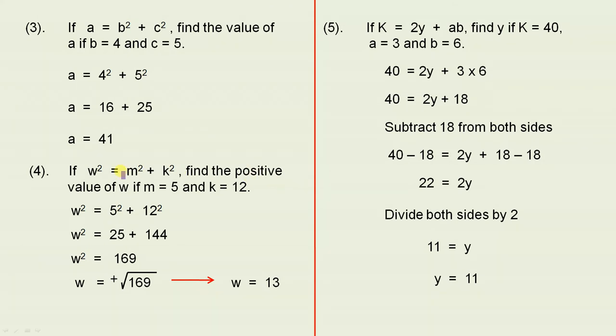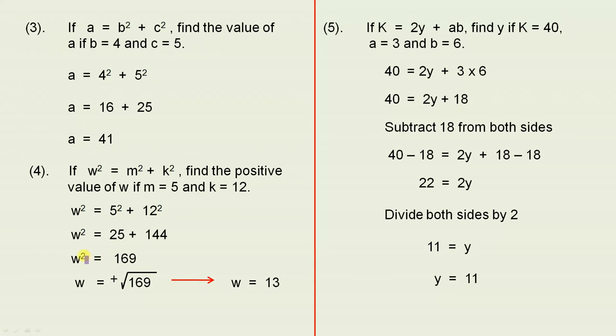For number 4, here is our equation, and we're asked to find the positive value of W if M equals 5 and K equals 12. It's very important, the positive value. So we have W squared equals 5 squared plus 12 squared. W squared equals 25 plus 144. W squared equals 169.